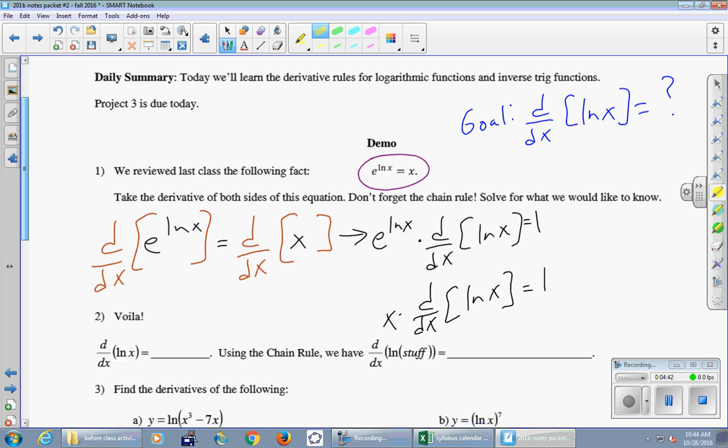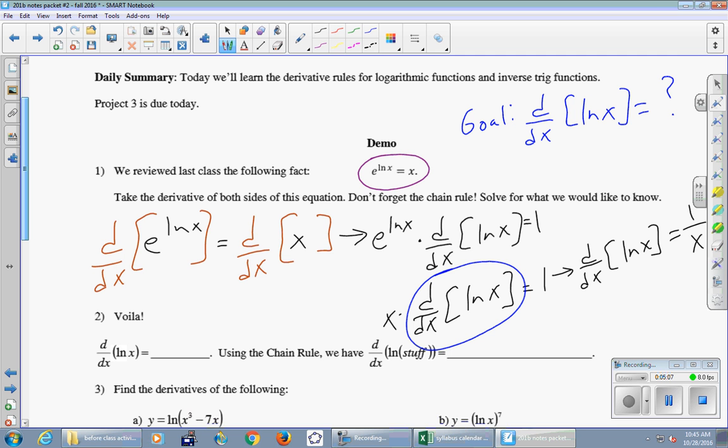And remember, the goal has been to find the derivative of ln of x. There it is. We can solve this equation doing one algebraic step. What do we do to both sides? To solve for this thing that's circled, divide by that x that's sitting in the front. Yeah? And that tells us that the derivative of ln of x is really, divide both sides by x, 1 over x.